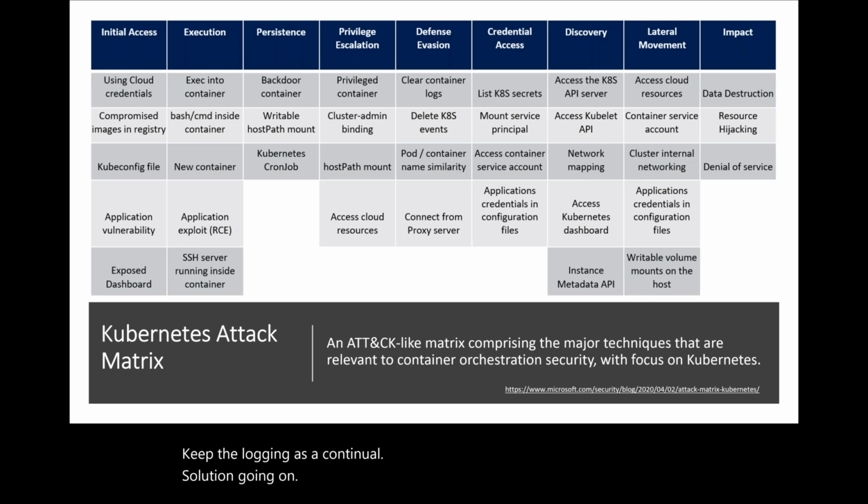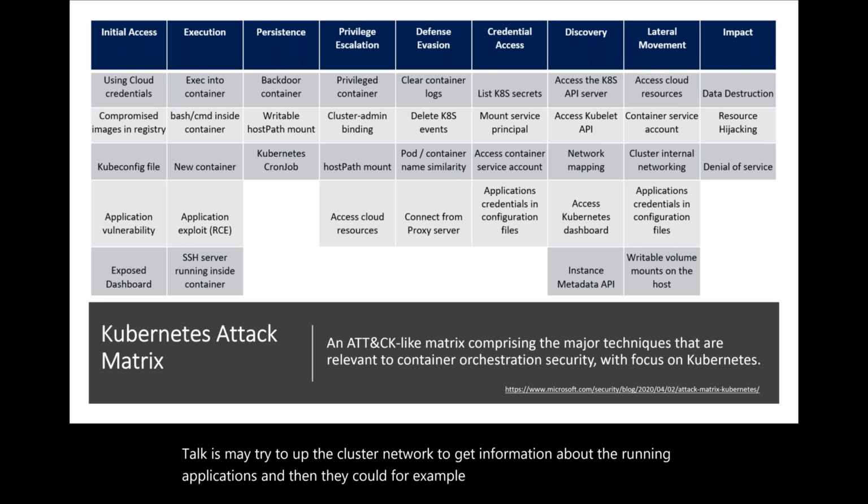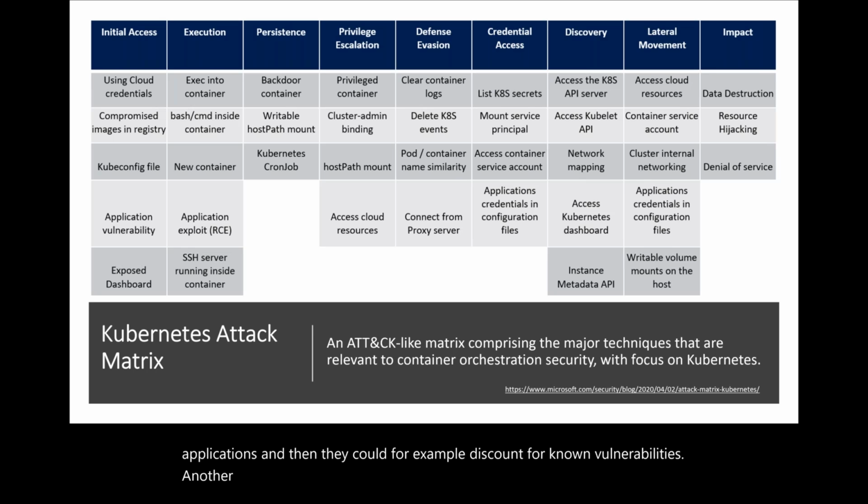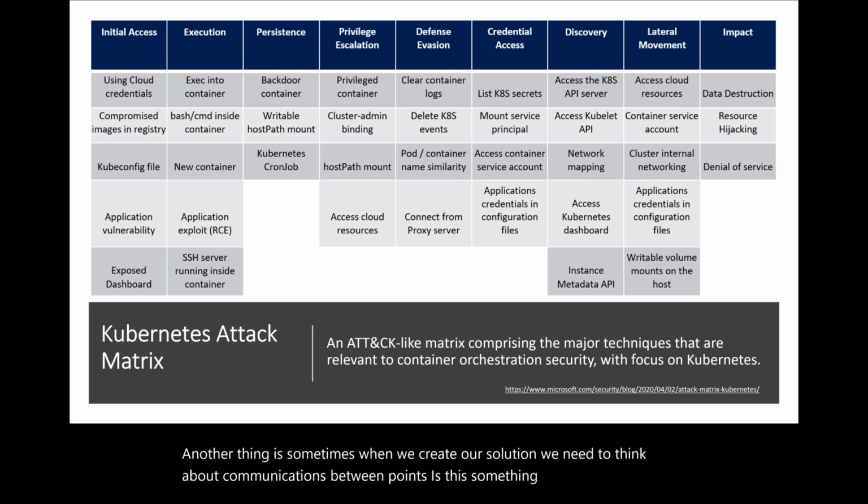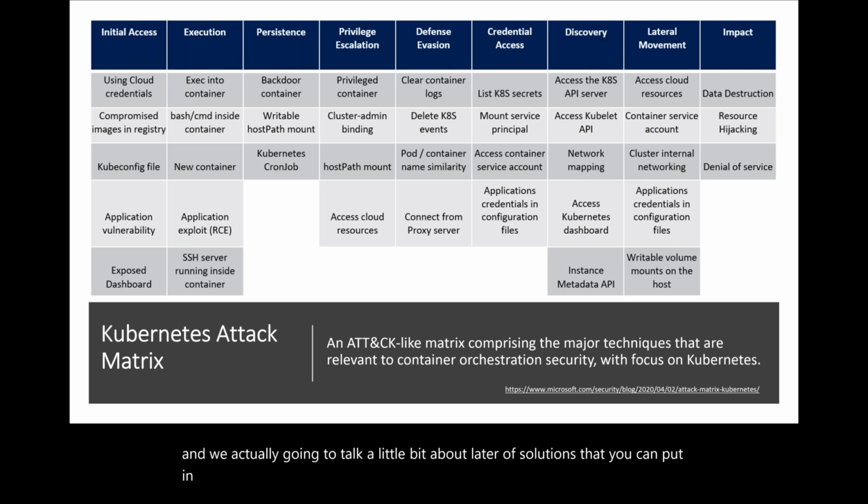Now, let's talk about another one, like network mapping. Attackers may try to map the cluster network to get information about the running applications, and then they could, for example, scan for known vulnerabilities. Sometimes when we create our solution, we need to think about communications between pods. Is this something your solution needs? We're going to talk a little bit later about solutions that you can put in place to make that happen, or maybe in your case, it doesn't need that. But it's an important consideration that you need to think about.